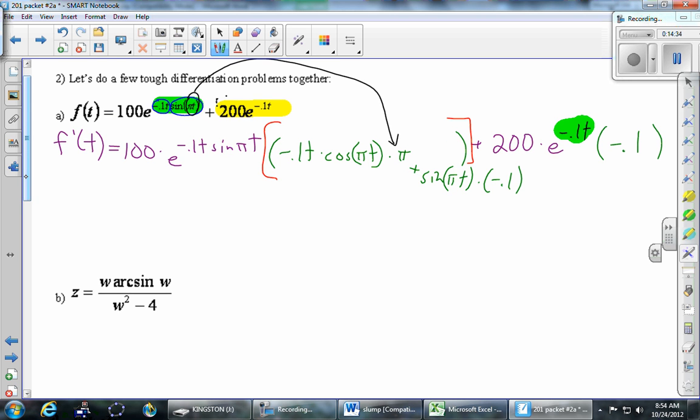Okay, let's try part B. Z equals W arcsine of W over W squared minus 4. So the first thing I want to do before I think about even what the derivative is or what rule to apply is write some notation. So can you guys write some notation that symbolizes derivative? It's no longer f prime. You've got to use the letters Z and or W.